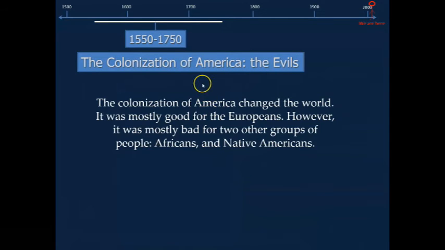So, the colonization of America. You all need to know the evils in the colonization of America. The Europeans mostly benefited from this. It was mostly good for the Europeans, but there were two groups of people who did not benefit, and those groups were Africans and Native Americans.